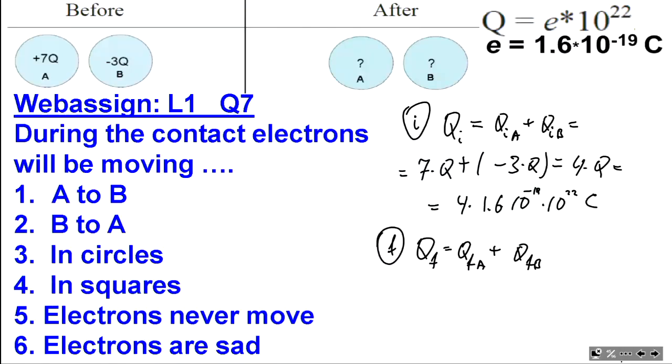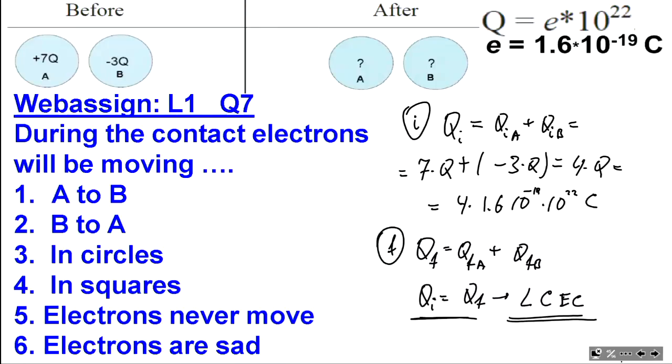Not yet. What does the law say? It says that Q initial has to be equal to Q final. That's what the law of conservation of electrical charge says. That is a statement, mathematical statement of the law.